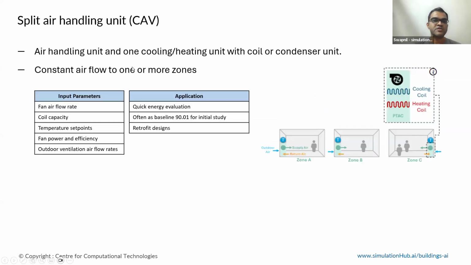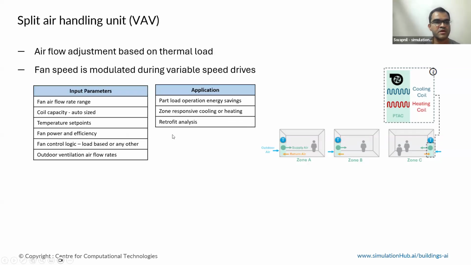We also have split air handling units, both the CAV as well as the VAV type. And here, these are simple systems which you can apply to individual zones. The input parameters required are fan air flow rate, coil capacity, temperature set points, and fan power efficiency. And these are often used as a baseline for ASHRAE 90.1 studies.